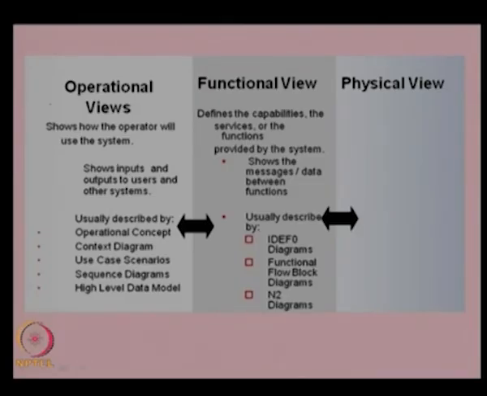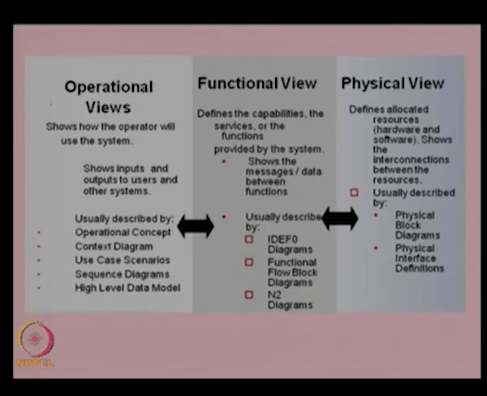The other view of the system is the physical view. In the physical view we will look at how we convert these functions into structural blocks, or the physical architecture or physical blocks. It defines the allocated resources, that is the hardware and software, and shows the interconnections between the resources. These are usually described by physical block diagrams and physical interface definitions. That we will see at a later stage.